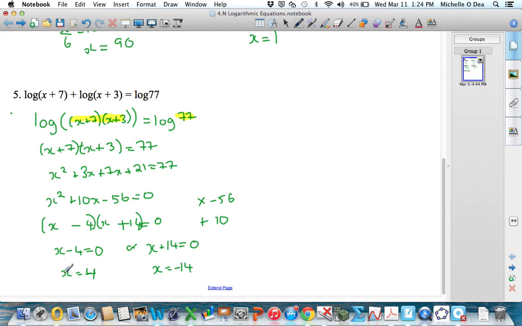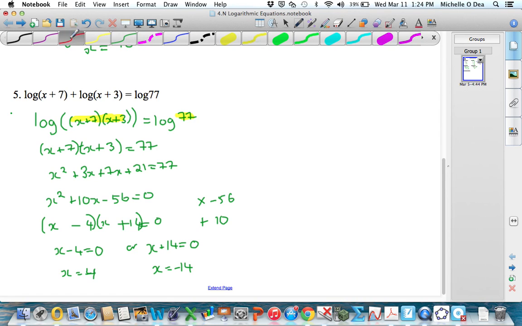Now we need to check again, so I'll check with the 4. Up here, 4 plus 7 gives me 11, log of 11 is okay. 4 plus 3 is 7, so log of 7 is okay. They are both positive. Remember, you cannot take log of a negative number. If I check with the negative 14, hopefully you can see quite quickly I'm going to get a negative number here. Minus 14 plus 7 is minus 7. You cannot take log of negative 7. It just doesn't work. It's impossible.